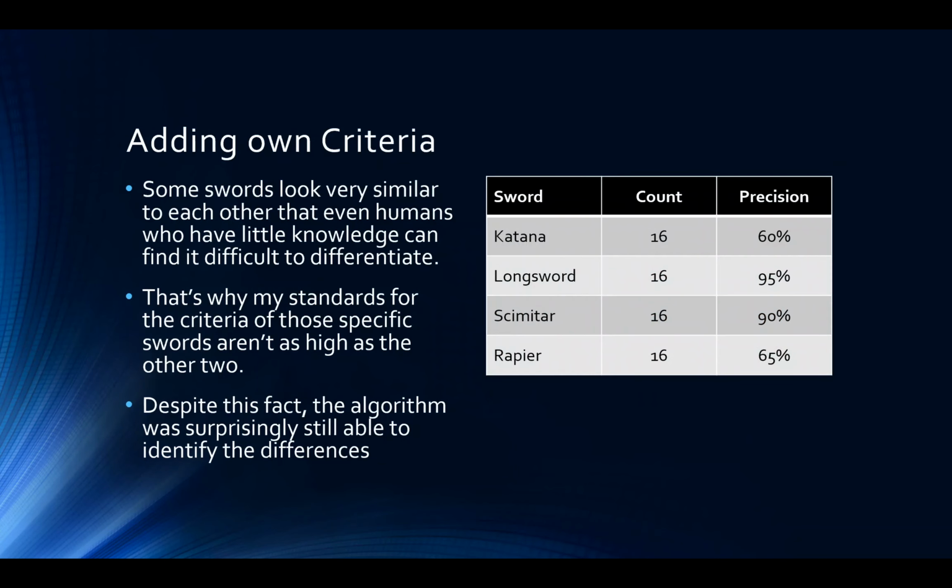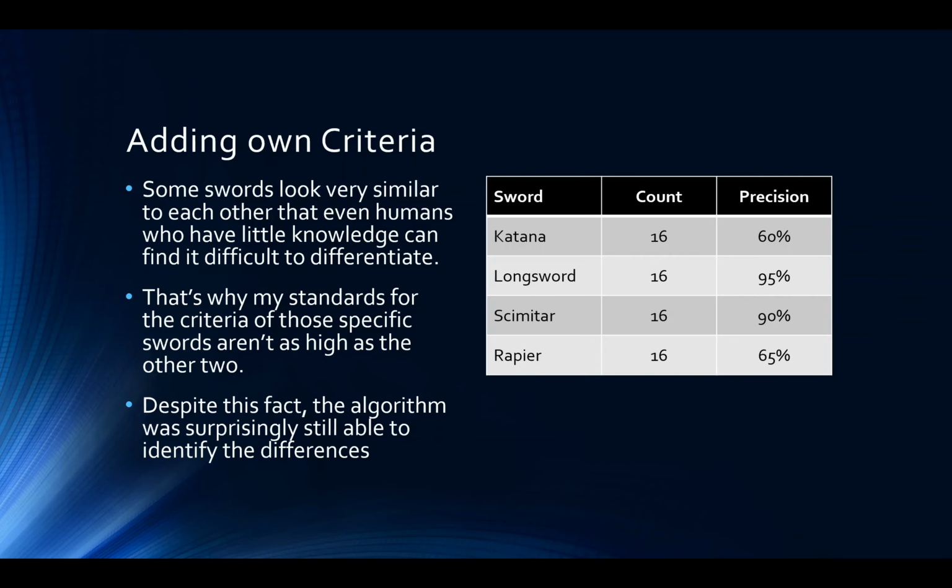Now, adding our own criteria. In my own example, I'm going to be using swords, and there are 4 different kinds of swords that I've prepared: the katana, longsword, scimitar, and the rapier. Of course, like I said earlier, I have gathered 16 pictures of each one of them, and because some of the swords, or the types of swords, look very familiar, even regular humans would have difficulty differentiating between them if they don't have enough knowledge.